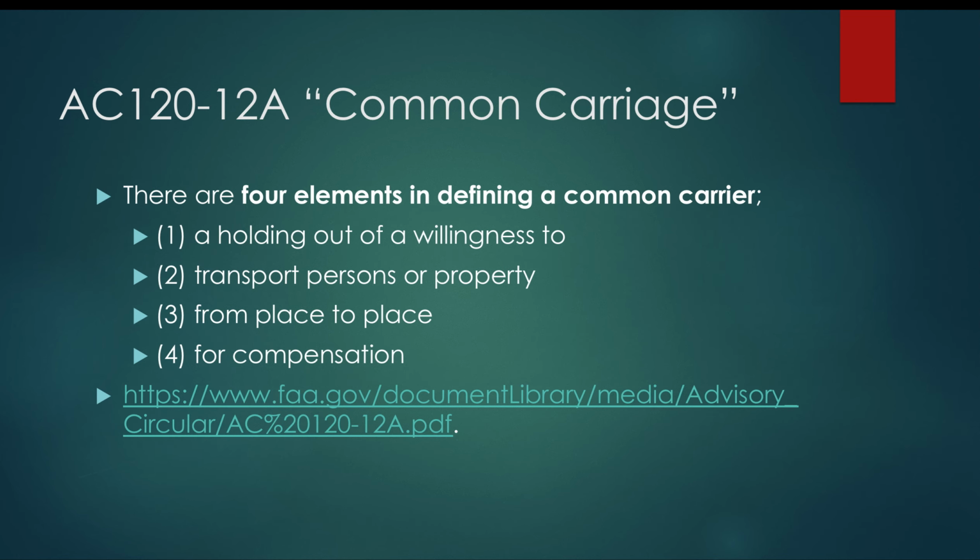Then they go on to define common carriage. For you to be a common carrier, in other words, you hold out, right? This is how they determine if you're a common carrier or not. There are four elements to it, the four-part litmus test of becoming a common carrier. If you held out, that's step one, or you have a willingness to provide transport of persons or property, it doesn't have to be one or the other, from one place to another for compensation. So run this backwards: if you're willing to be paid to fly somebody from one place to another, then you are a common carrier.